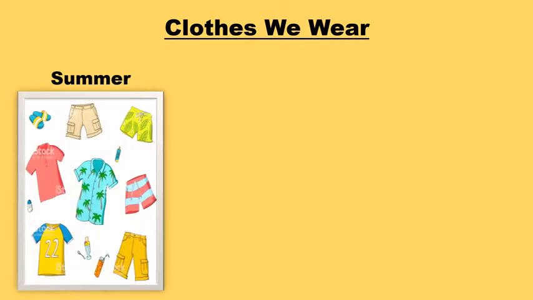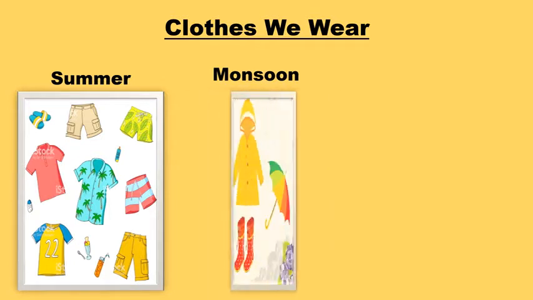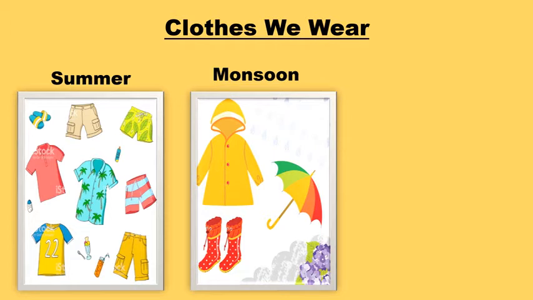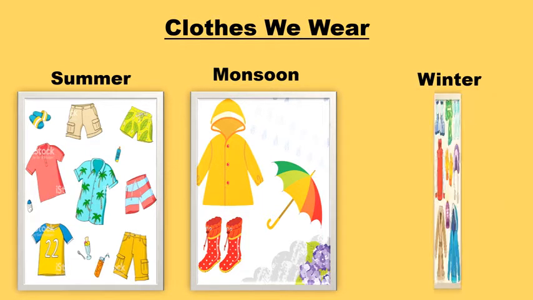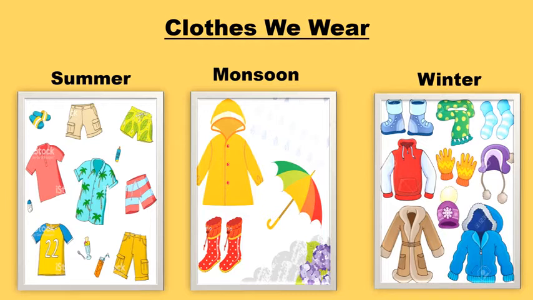Children, now let us discuss how seasons affect the clothes we wear. Like in summer season, we usually prefer wearing light cotton clothes like cotton shirts, short pants, slippers and so on. In monsoon season, we try to protect ourselves from getting wet. So we use umbrellas, we wear raincoats, gumboots and so on. In winter, we prefer wearing woolen clothes to keep ourselves warm.